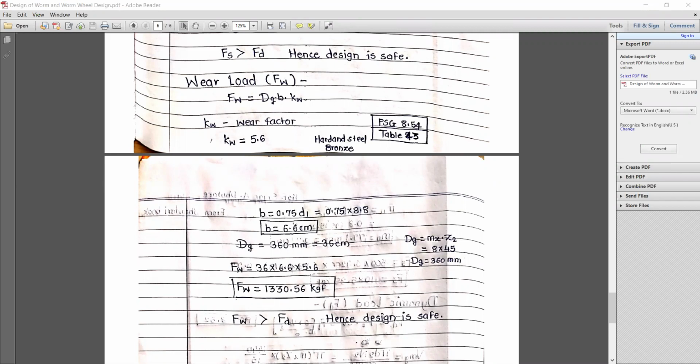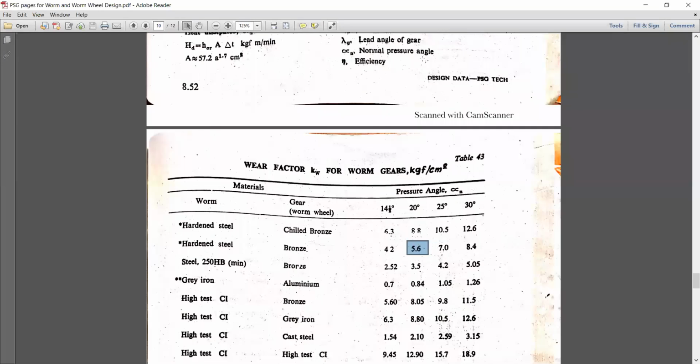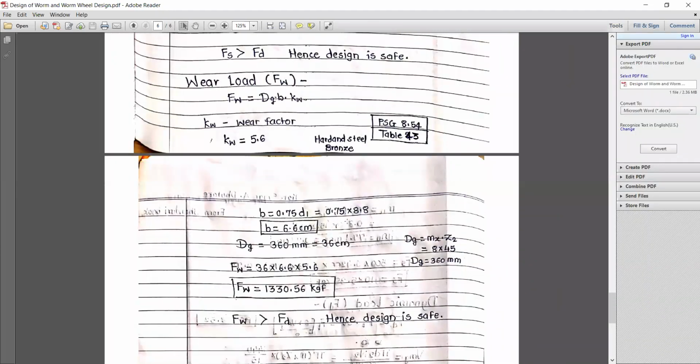So kw, how can we find it? kw is a wear factor. For that we need to refer to table number 43. In table number 43, the worm is hardened steel and the gear is bronze, and the pressure angle is 20 degrees. So the value of kw is equal to 5.6.